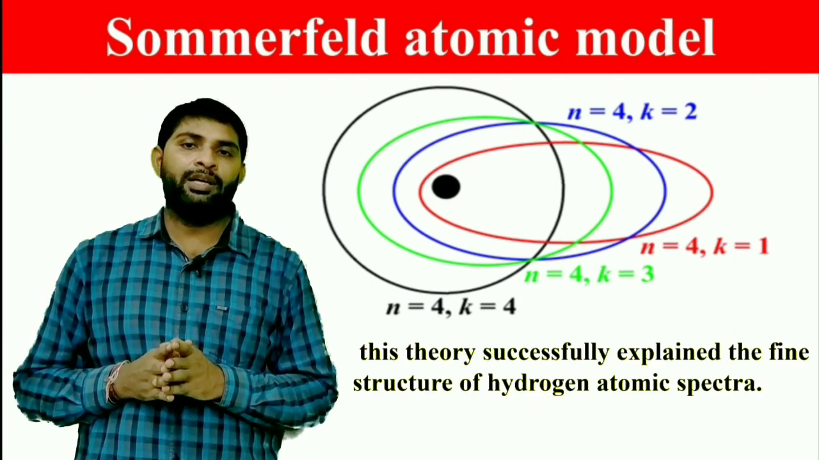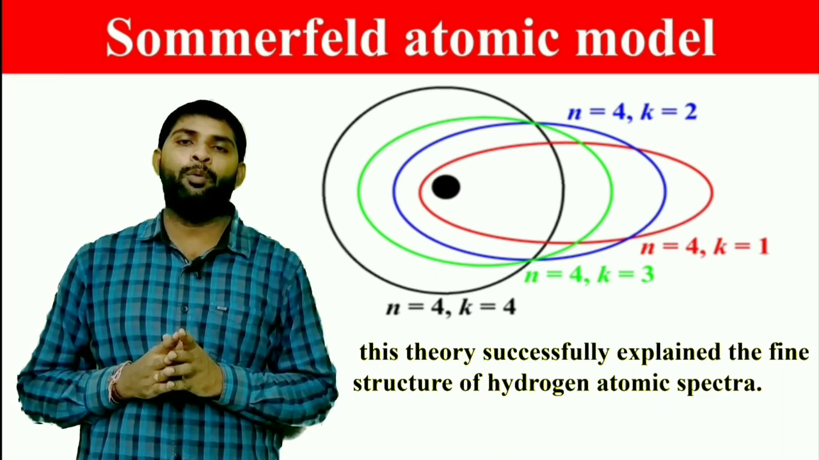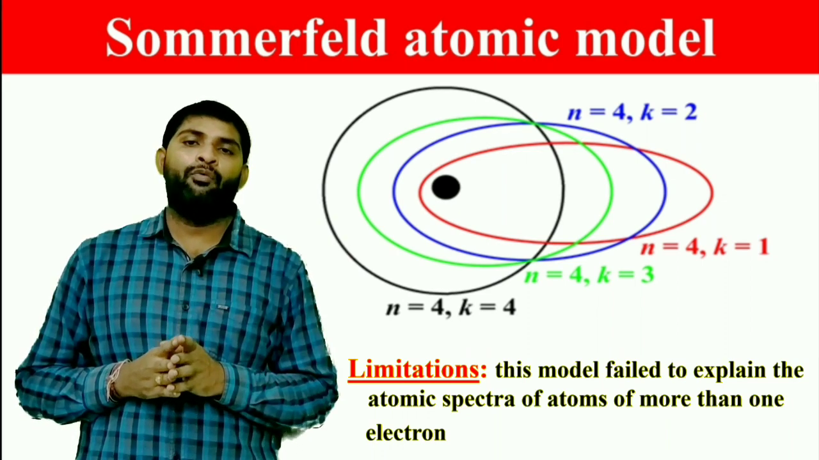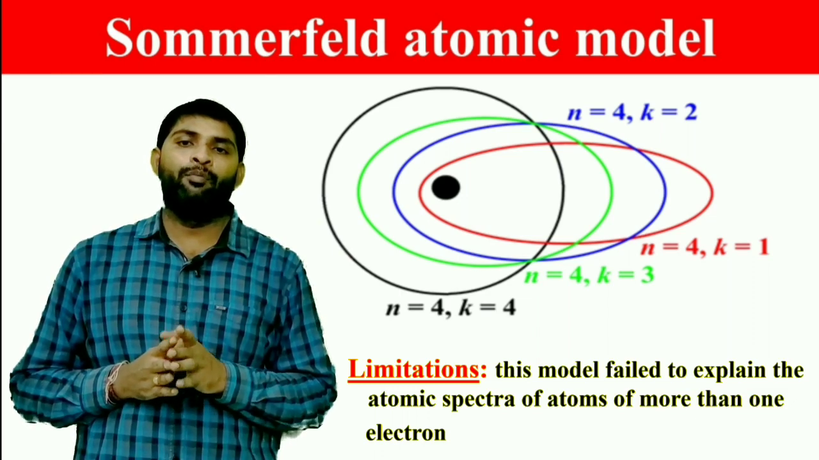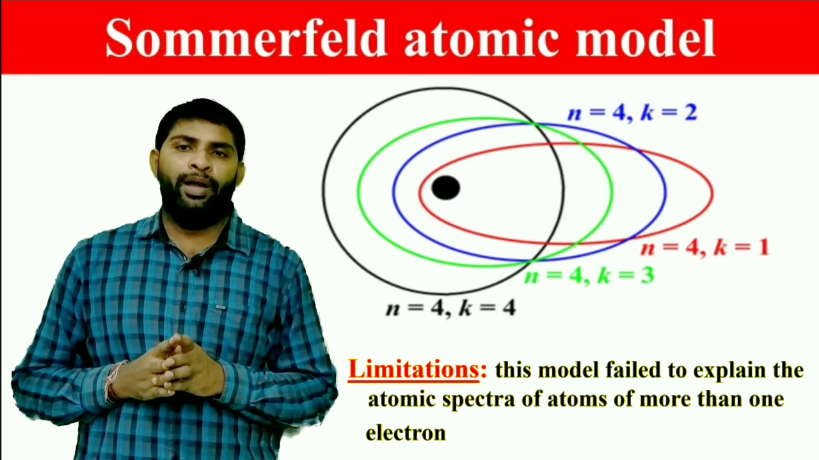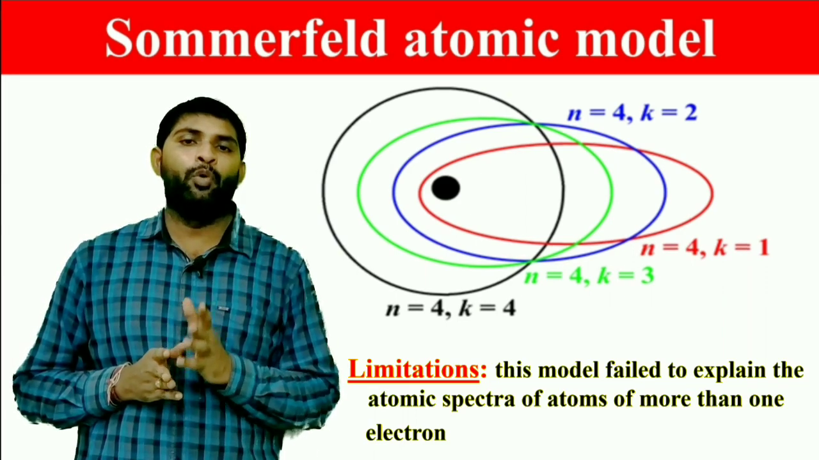This theory successfully explained the fine structure of hydrogen atomic spectra. Limitation: this model failed to explain the atomic spectra of atoms with more than one electron.